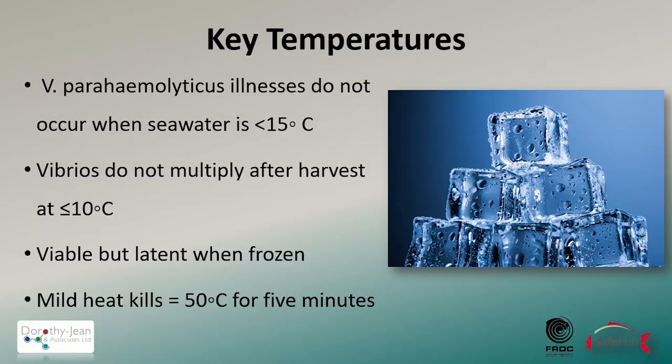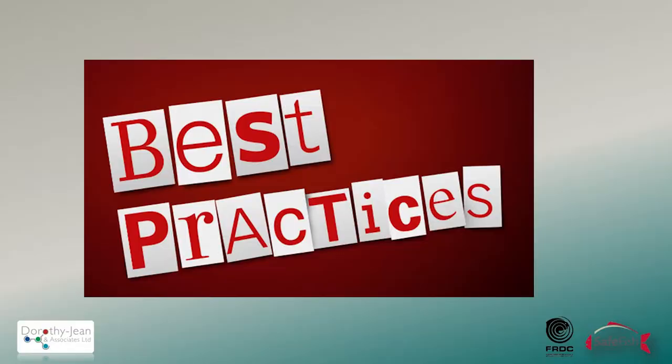Again, just quickly reiterate, mild cooking very quickly kills VP bacteria. If you put them in the fridge, they'll get sluggish and multiply less, and when frozen, they simply go to sleep. So with all that, what best practices can we actually apply so that we can put our hand on our heart and say, look, we've done the very best that we can?